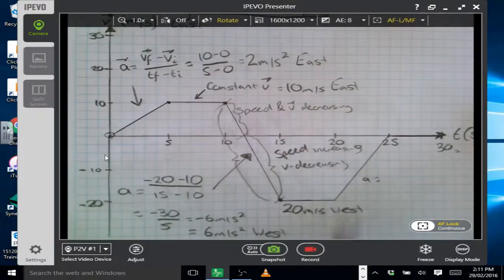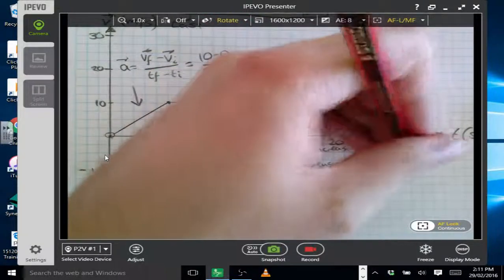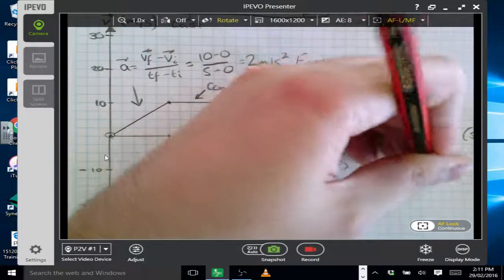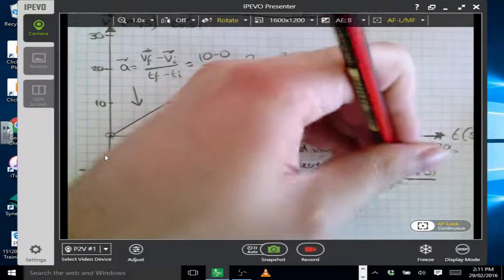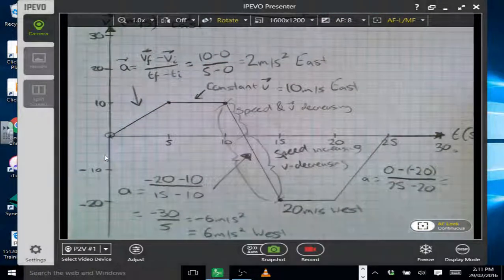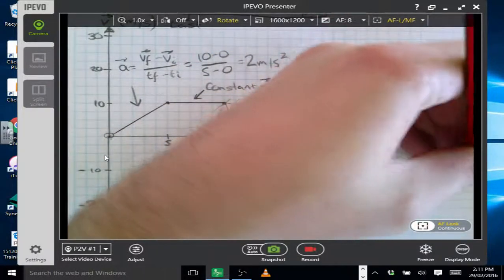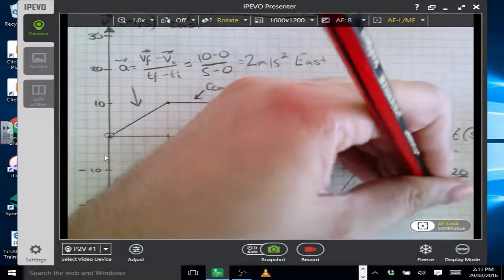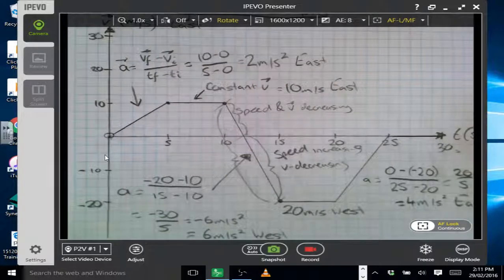Okay, now, again, just pay heed to the signs. Our final is 0 meters per second. Our initial is minus 20, but it's final take initial. You see that? Minus negative 20. Final take initial. And then time, 25 take 20. We've got positive 20, negative, negative, make it positive. 20 over 5 equals 4 meters per second squared in the east. Now I won't necessarily write it on there because I've got, yeah, there we go.